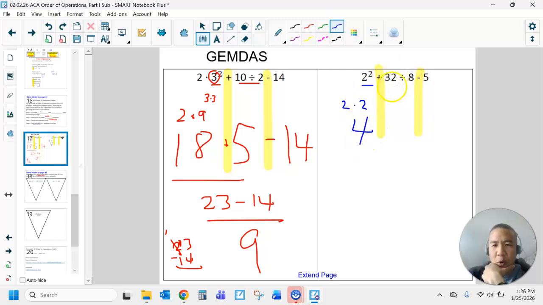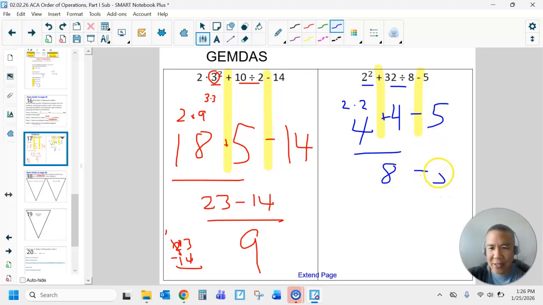The middle one. What is 32 divided by 8? 4. The right mini problem is 5. So now we need to add or subtract it. They want you to copy this out. 4 plus 4 is 8. 8 minus 5 is 3. Did you get 3 before I did? If so, excellent job.